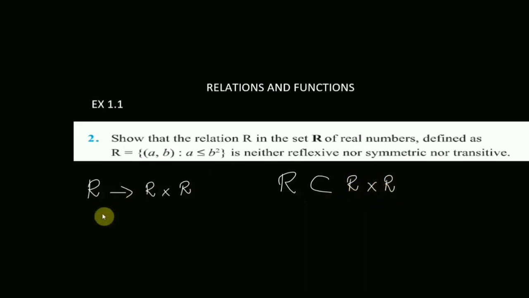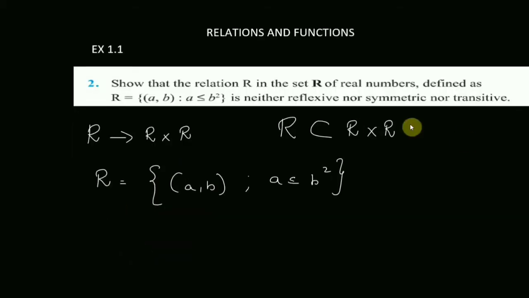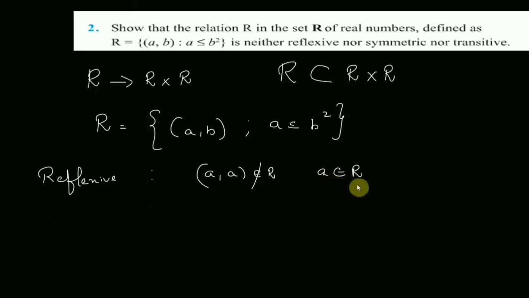So what is R? The set R is defined as (a, b) where a is less than or equal to b². We have to prove that this relation is neither reflexive nor symmetric nor transitive. Let us first check whether the relation is reflexive. It is a set of real numbers, that is, for every a belongs to R, (a, a) should be in R, but it will not be in R.